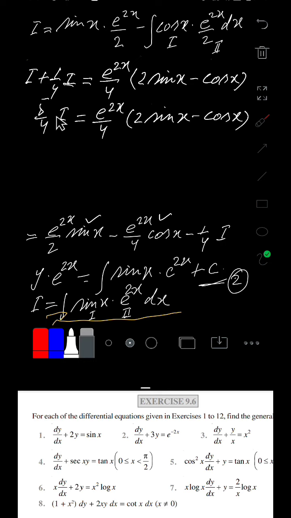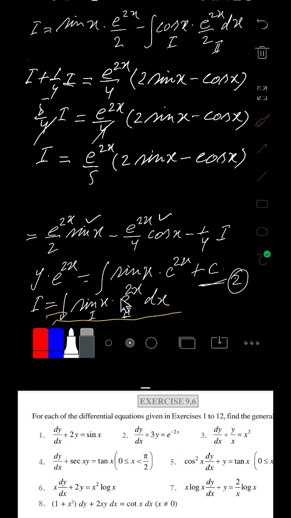Now this denominator will cancel this denominator from opposite side. And now 5I is left on the left hand side. Now transposing 5 to right hand side, on the left hand side I is left and 5 goes in the denominator of e raised to the power 2x. So I is e raised to the power 2x upon 5 bracket 2 sine x minus cos x. So we have found the integral of sine x e raised to the power 2x as e raised to the power 2x upon 5 2 sine x minus cos x. Let it be equation number 3.